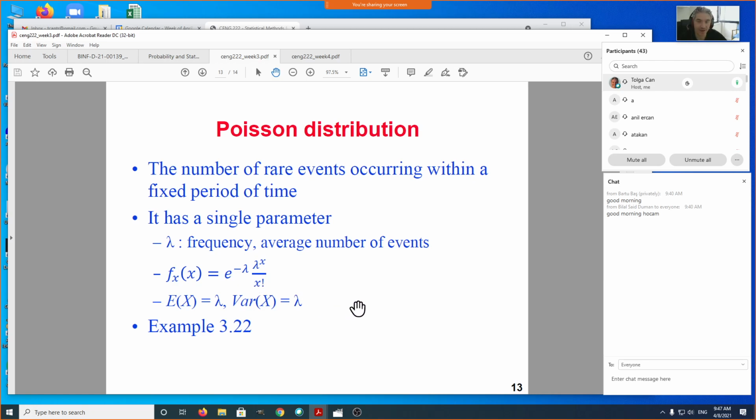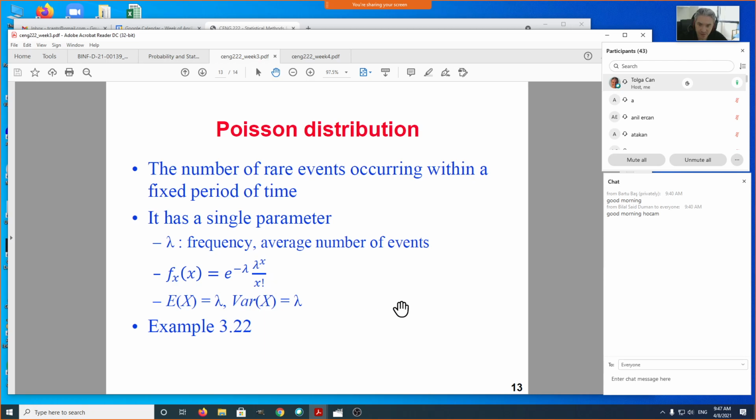And if you take the expected value of x squared and subtract from it the square of the expected value, you again get lambda. So both the expected value and the variance of the Poisson distribution are lambda. Now let's take a look at an example.